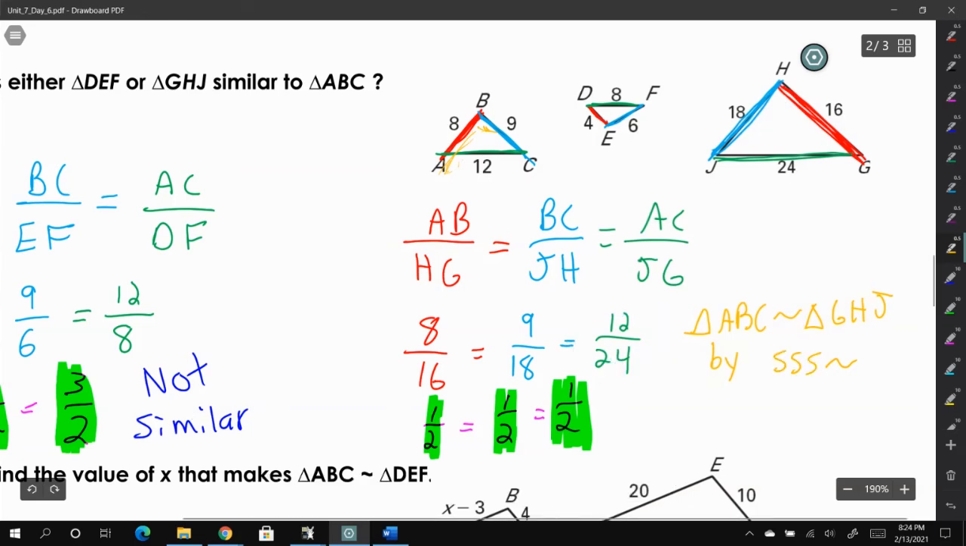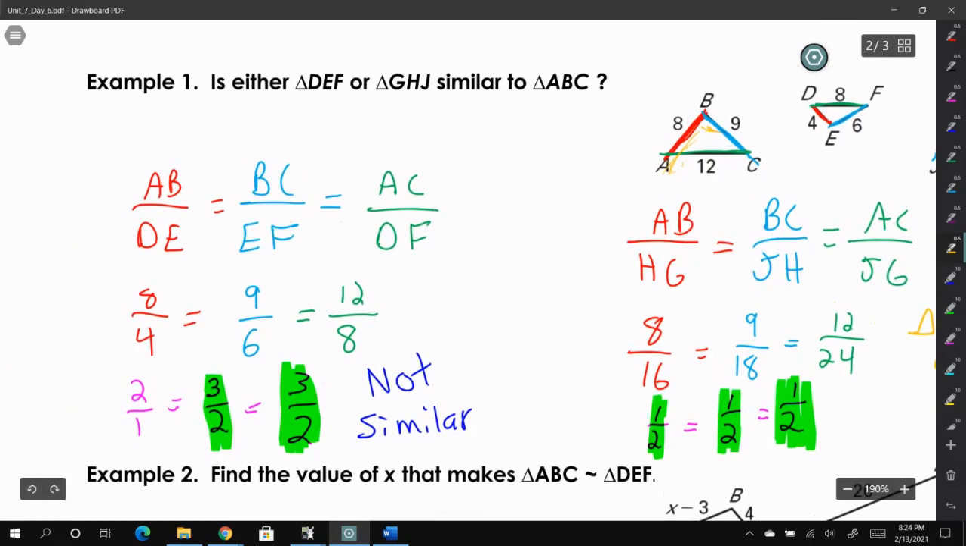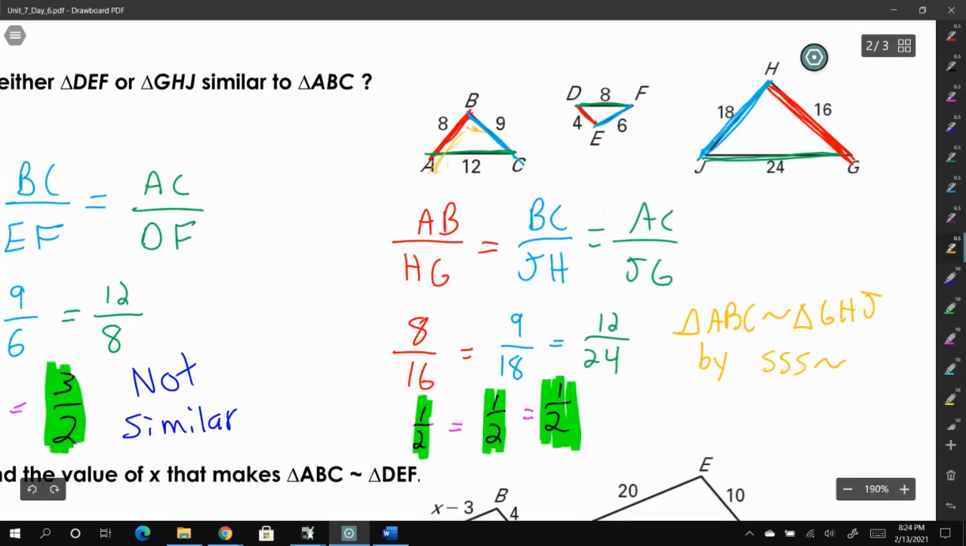So you have to check all of them. You can't just check 2 of them, because if we just did that for the first problem right here, we got 3 over 2 equals 3 over 2, you might have said, oh, yeah, okay, these are similar. But yet it has to work for all three. And it did over here. It worked for all three of them.